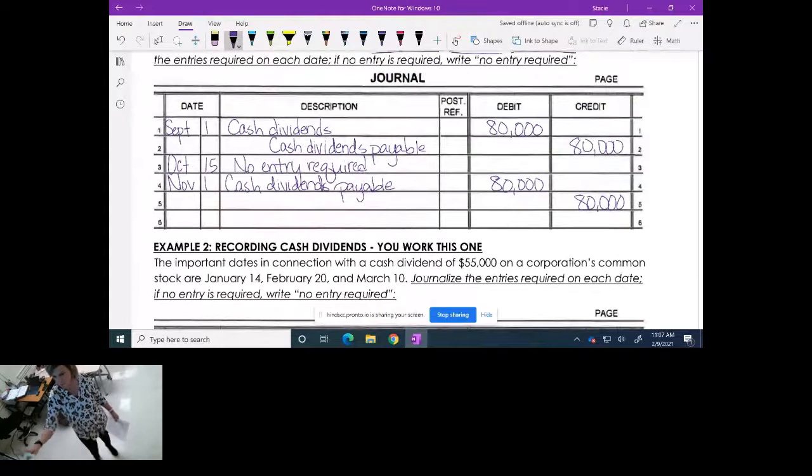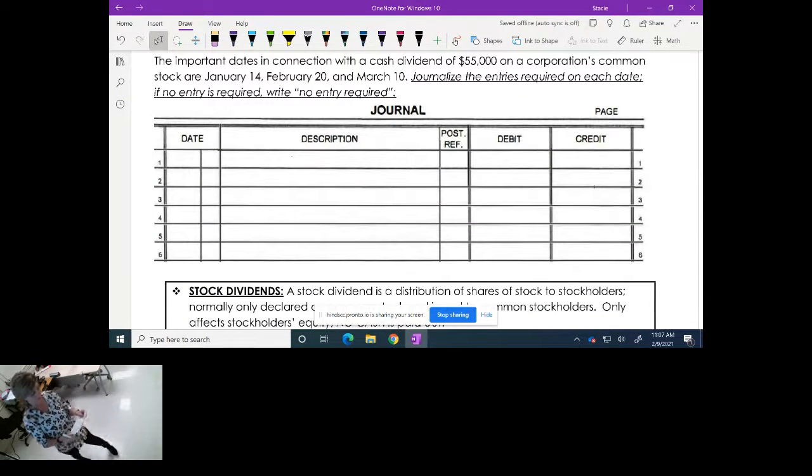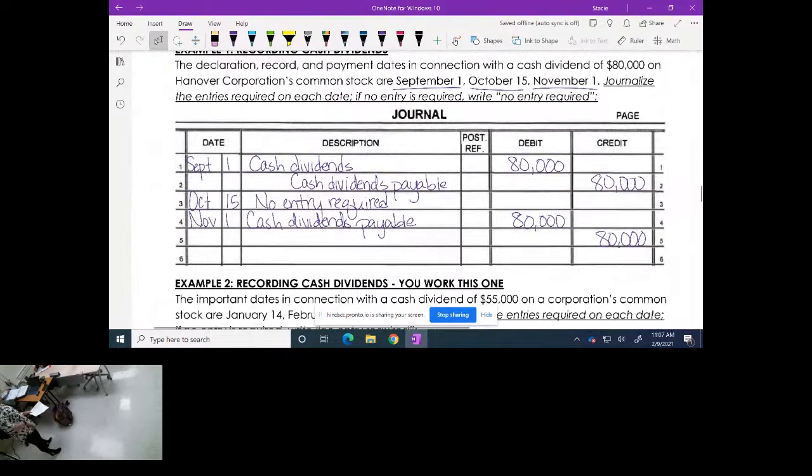All right, so the next one, you work this one. Y'all take a quick stab at it and see what you come up with. I can leave the last one up because you're working off your own paper. I'll leave it anyway.